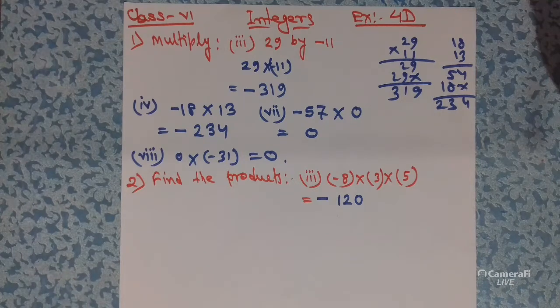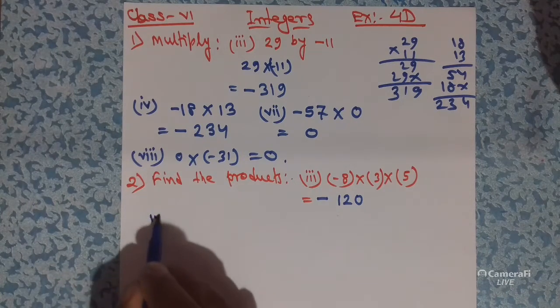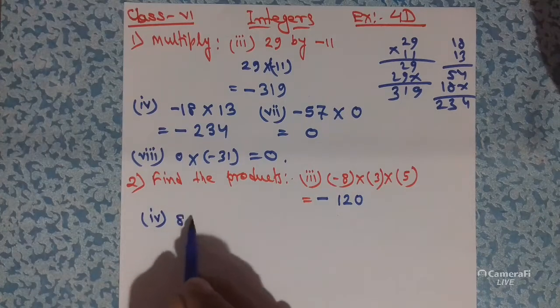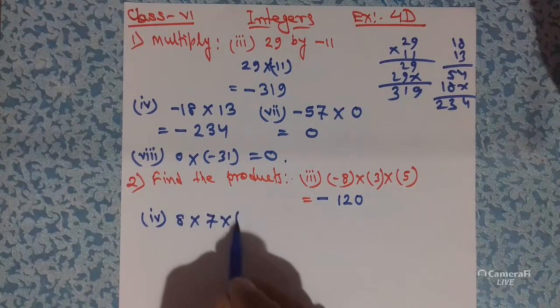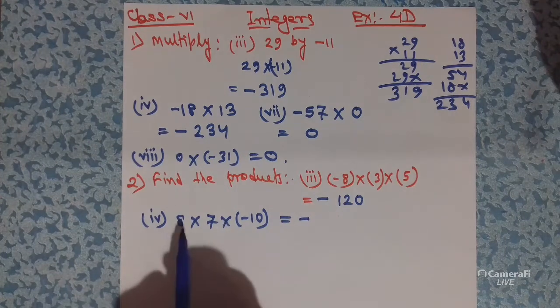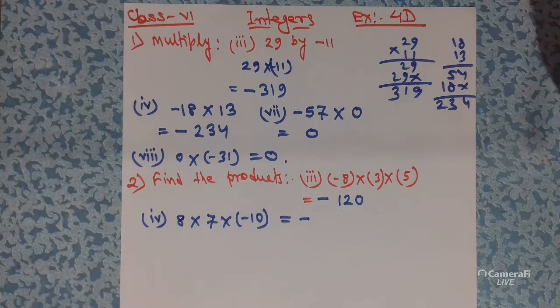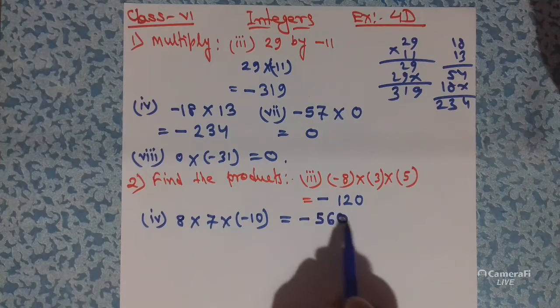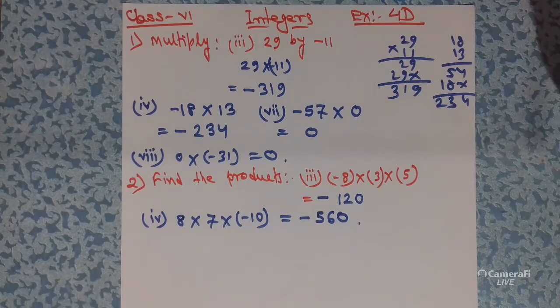I am going to show you another one. Problem number 4. 8 multiply 7 multiply minus 10. So here students, you can see that these two are positive and this one is negative. Positive multiply positive is always positive, and positive multiply negative is negative. So it will be minus. Now we have to multiply the numbers. 8 multiply 7 is 56, and 56 multiplied by 10 is 560. I hope all of you understood.